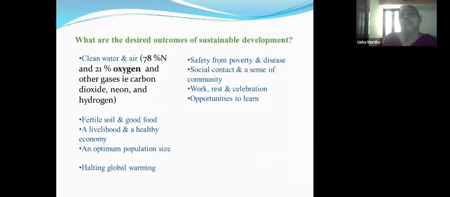Then if we attempt this sustainable development, what is the desired outcome? The desired outcome is that we basically get clean water, that is H2O, and nothing else. And we also get clean air. Air basically comprises 78% nitrogen and 21% oxygen, and the remaining will be traces of carbon dioxide, neon, hydrogen, and other things. If it is of this combination, then it is perfectly ideal for the survival of life on this planet Earth. So that's what we can get.